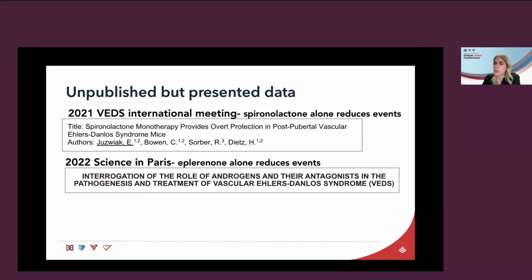They're already available. They're used for heart failure. They're used for some other reasons, polycystic ovarian syndrome in women, acne. And so the question is whether they should be used in VEDS. You might hear a lot of information about that, but there have been no human studies of these in VEDS so far.